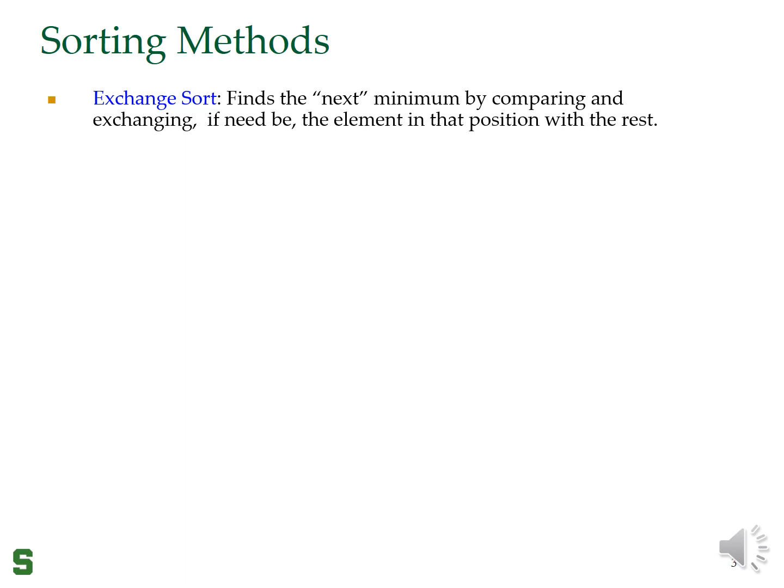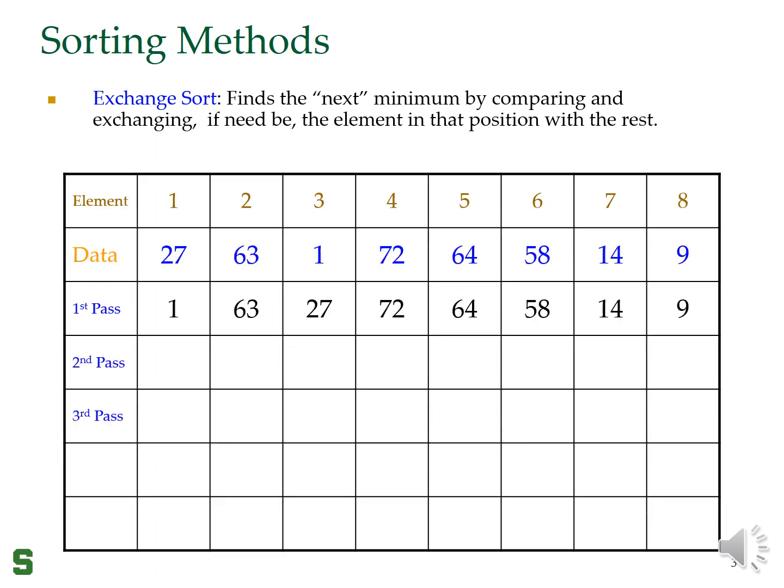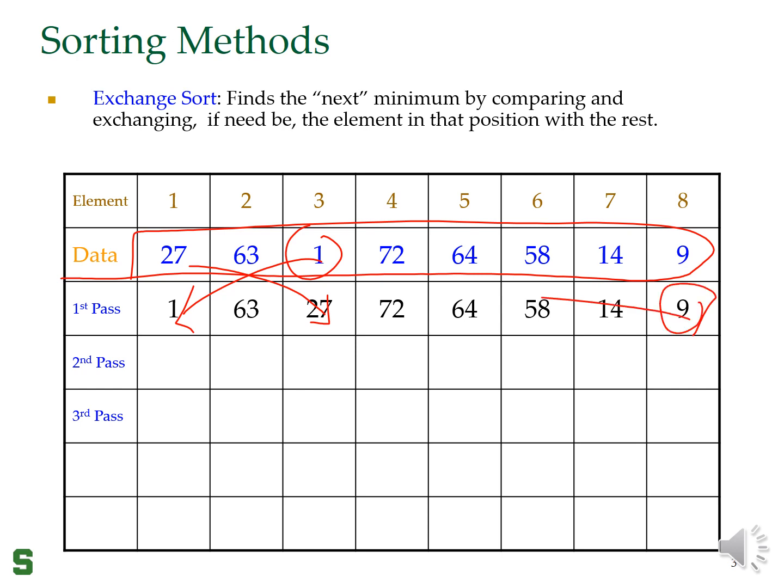Here is an example of an algorithm, exchange sort. The goal here is to find the next minimum and exchange it as needed with the place where it should go. So for example, if the data is given like this, then in the first pass we are going to find the minimum. The minimum needs to move over here. That means this 27 has to go somewhere over here so that it will still be part of the array. Next time we are going to get number 9, move it over here, and so on and so forth.